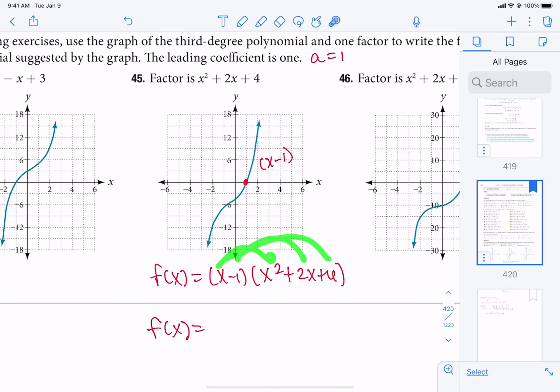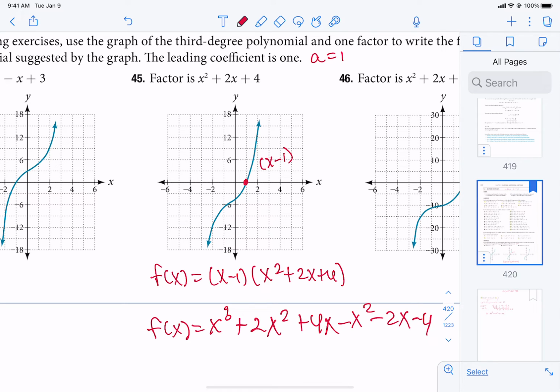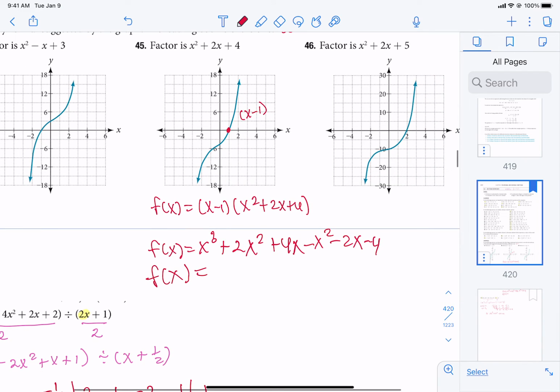So the x gets multiplied. That's x cubed plus 2x squared plus 4x. Then we're going to distribute the negative 1, which is negative x squared minus 2x minus 4. And then the only thing left for you to do is just make it a little prettier by combining like terms and putting it in descending order.